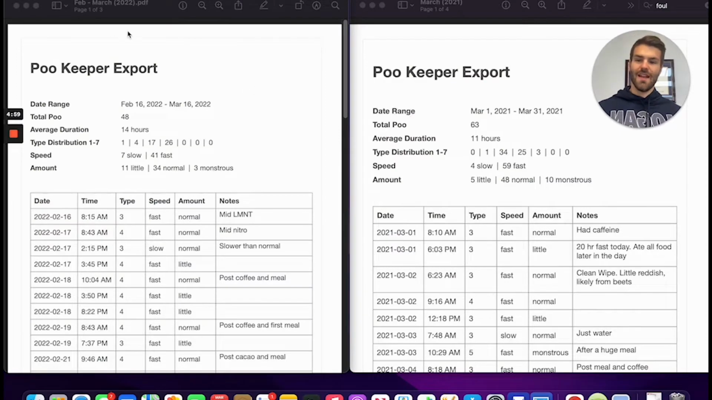All right, so on the left here, what you're gonna see is my Poo Keeper report from this time this year. And on the right, next to where my face is, you're gonna see the results from March of last year. And this was a super cool exercise for me because I'm somebody who loves to geek out over gut health. And I'm always looking for objective ways that I can monitor not only my own gut health, but the gut health of all my patients.